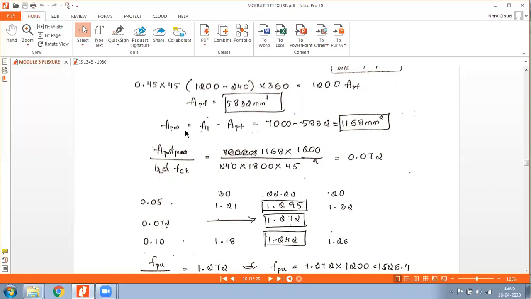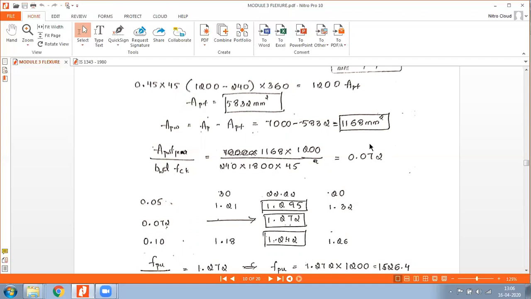Now, APW is equal to AP minus APF, 7000 minus 5832, which is equal to 1168 mm square. That is the value of APW. Now, again, we need to calculate the new effective reinforcement ratio. That is APW Fpe divided by breadth of web into effective depth into FCK. APW 1168 into Fpe 1200 divided by breadth of web 240 into effective depth 1800 into 45.